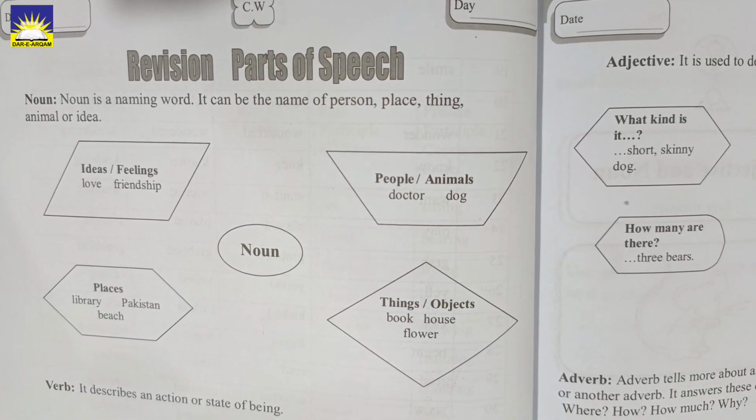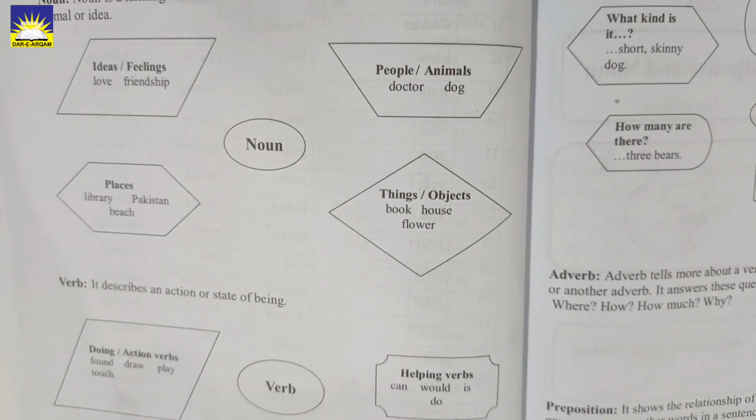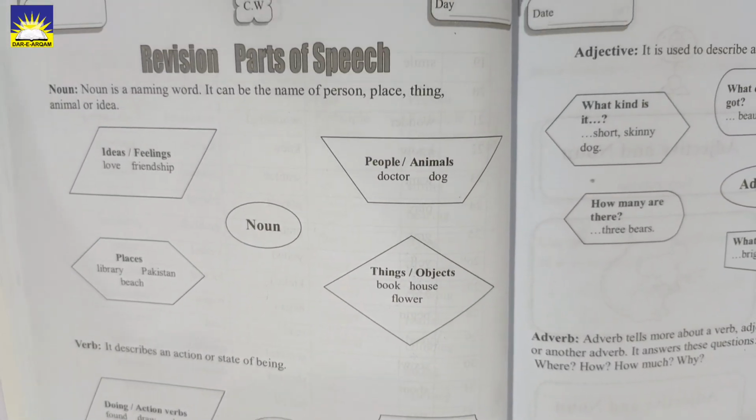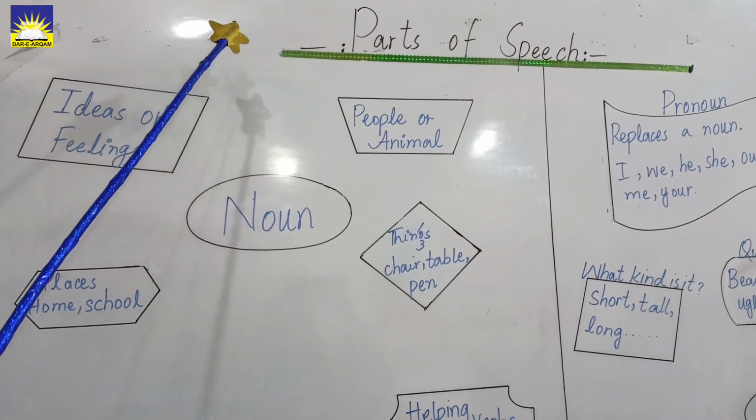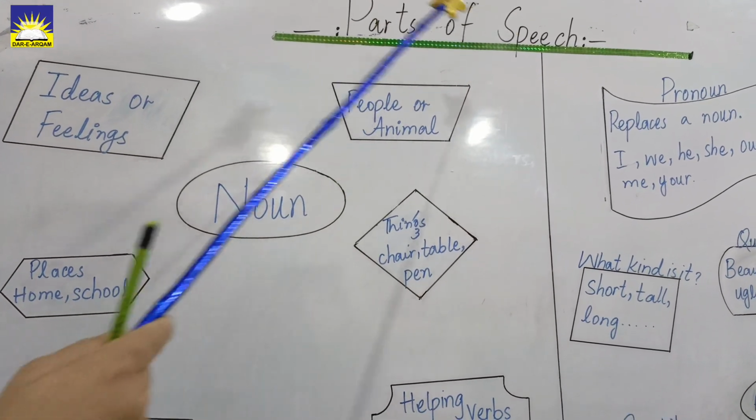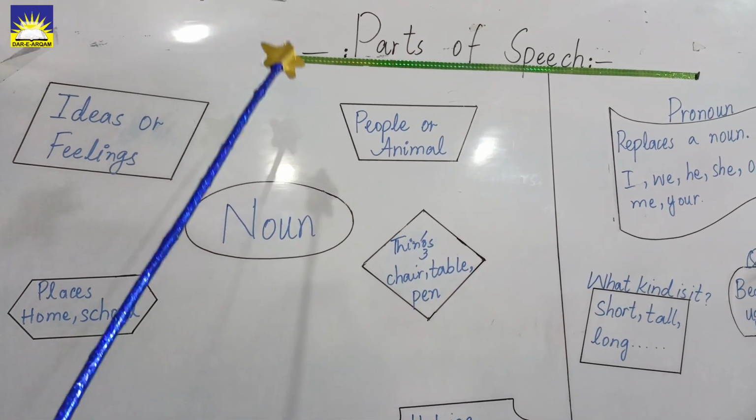Here you have parts of speech. Vian, as you are already writing in grade 3, but we are going to revise all parts of speech here. Dear student, move to the board. Whiteboard, look here on the board, parts of speech. This is just a read. You are going to read it totally by yourself.